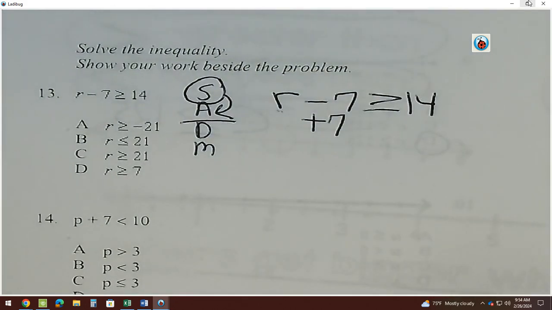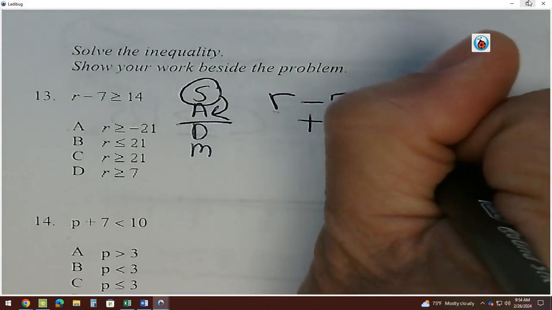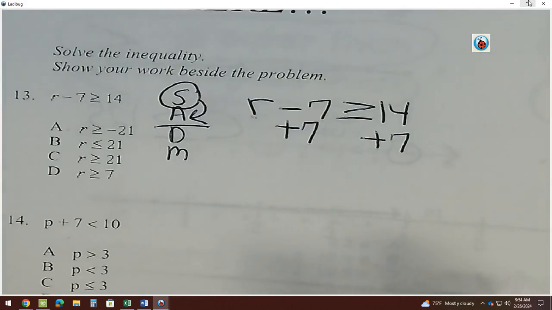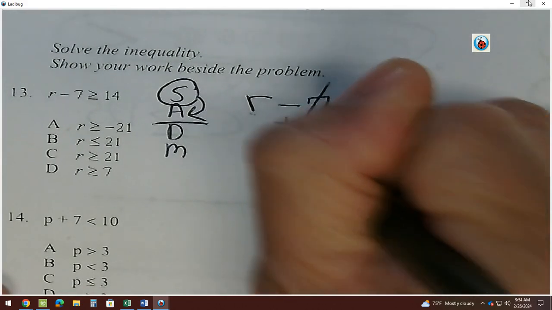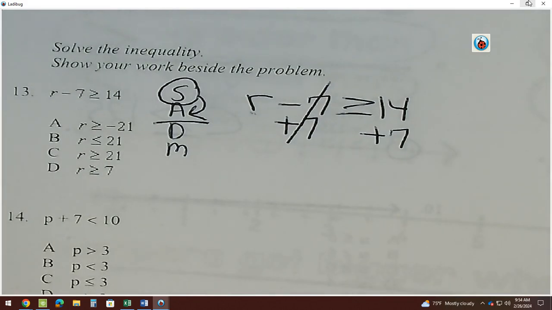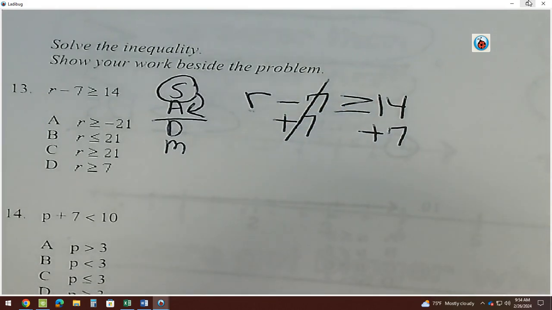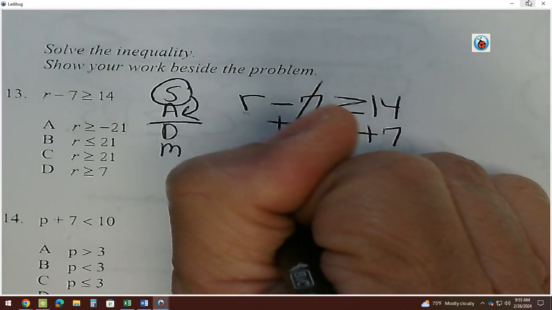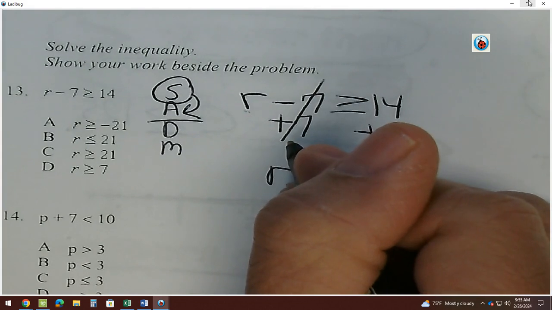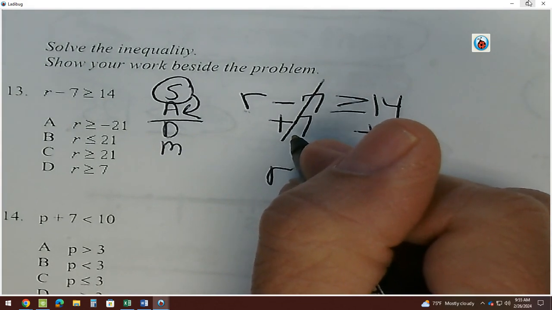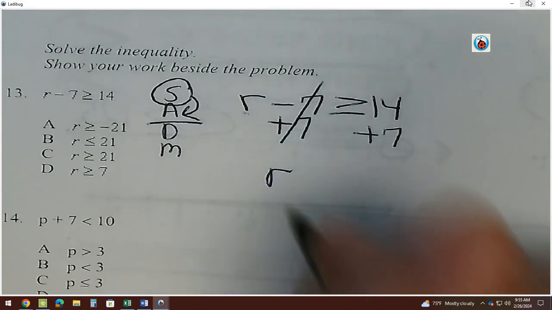What you do to one side, you do to the other. Now, these 7s, they cancel. Why do I say that they cancel? They cancel because negative 7 plus a 7 becomes 0. 0 pairs. And if you don't have nothing, what's left only? Well, the R. This becomes 0, which means that there's nothing. So who's left over only? R.